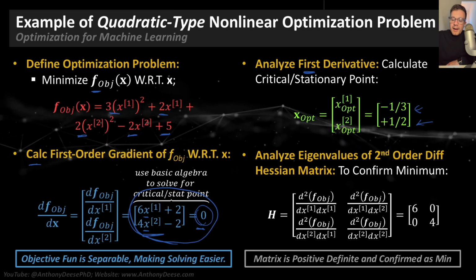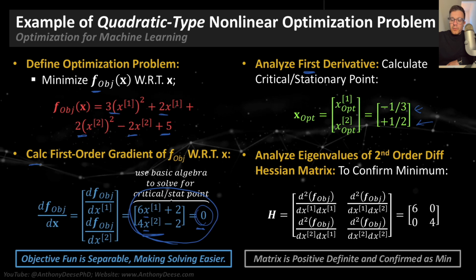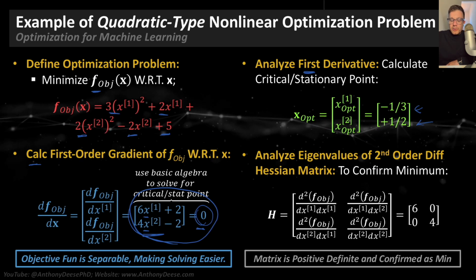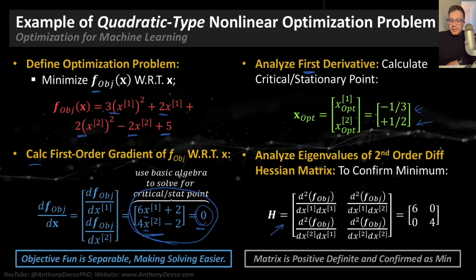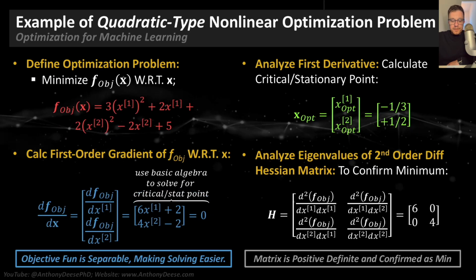Finally, we analyze the eigenvalues of the second order derivative, or second order differential Hessian matrix, to confirm that's a minimum. Now I'm not going to talk about this too much, but to make a long story short, this Hessian matrix here is positive definite, and therefore we've confirmed that this optimal solution is a minimum.